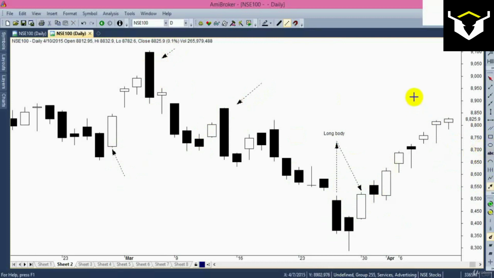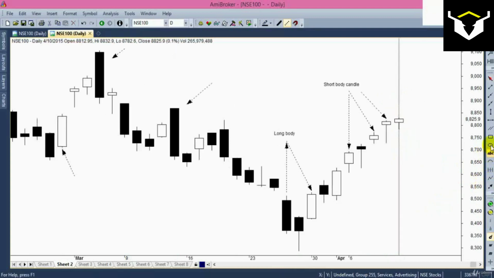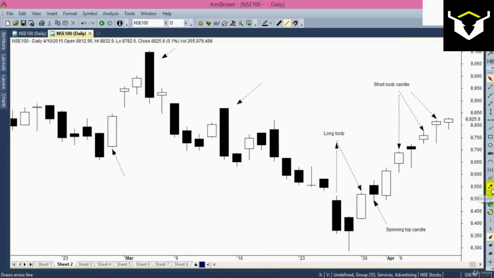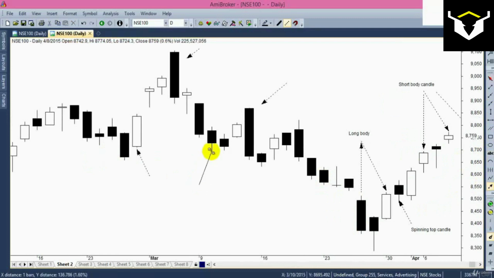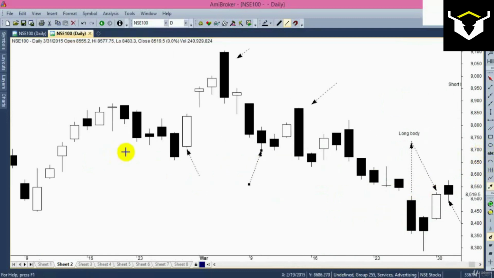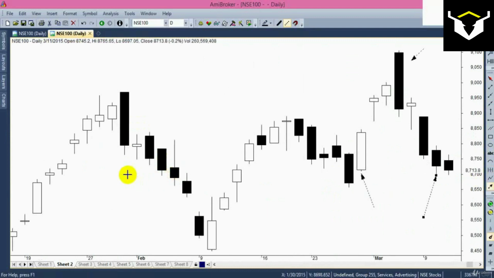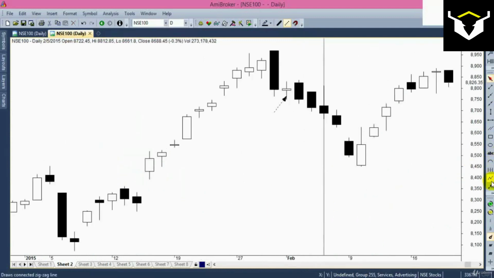And so are these: negative long body candle, negative long body candle, a positive long body. Similarly, these are short body candles, short body candle, a short body candle, and so on. And this is a spinning top candle. This one is a spinning top, a negative spinning top, and one more spinning top. Here you can find one more spinning top, a short body candle, and so on.